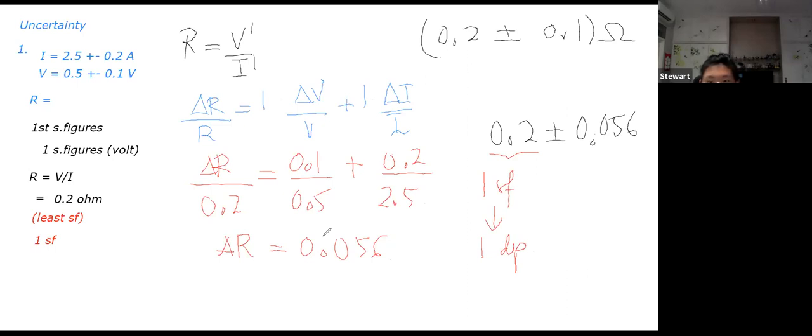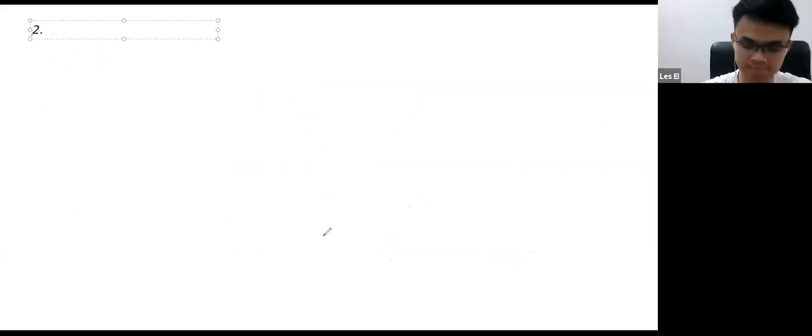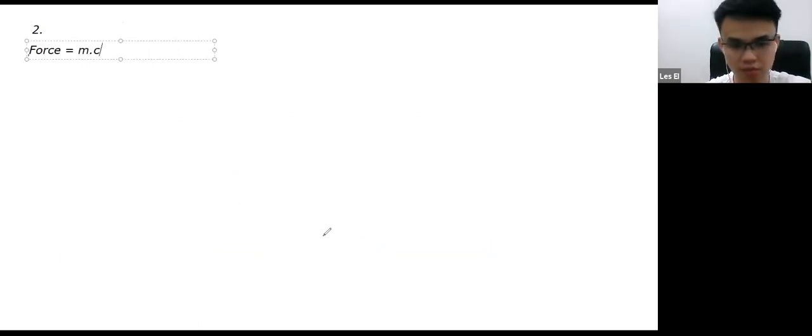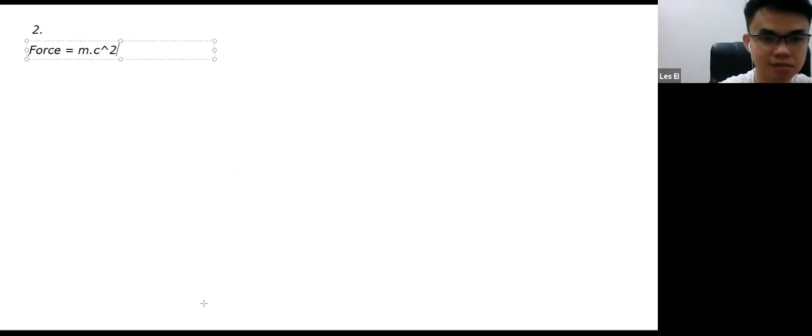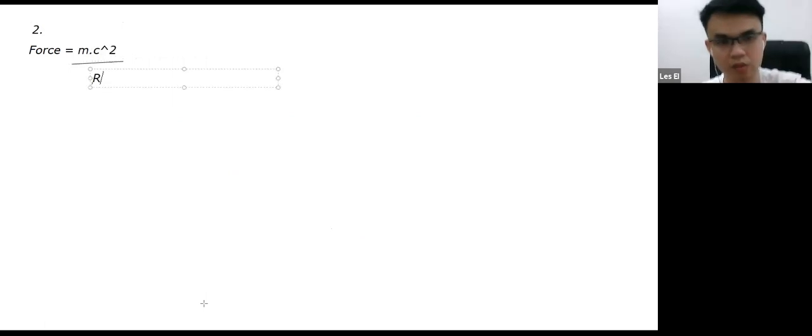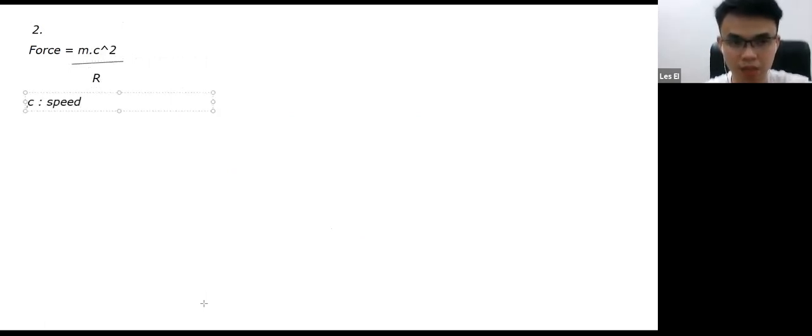Okay, the second case, the second example that I want to give you to recall what you have learned last week. Let's say we have this formula. Don't question me what formula is this. This is the centripetal force formula. C is speed. R is the radius.